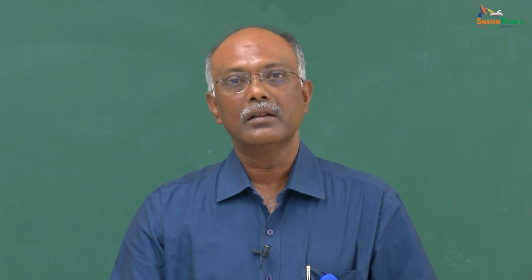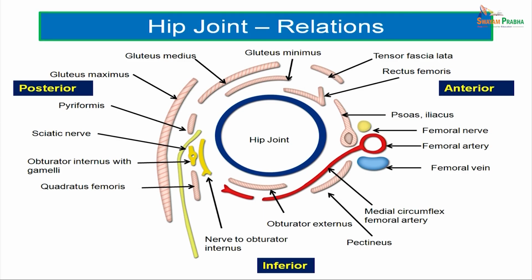Now let us study the relations of the hip joint. The anterior aspect of the hip joint is related to the pectineus, the psoas, the iliacus, the femoral artery, the femoral vein, and the femoral nerve. The superior part of the hip joint is related to the rectus femoris, the tensor fascia lata, the gluteus minimus and the gluteus medius. As we had studied in the earlier part of the lesson, the anterior aspect of the hip joint is reinforced by ligaments and the posterior aspect of the hip joint is reinforced by strong muscles.